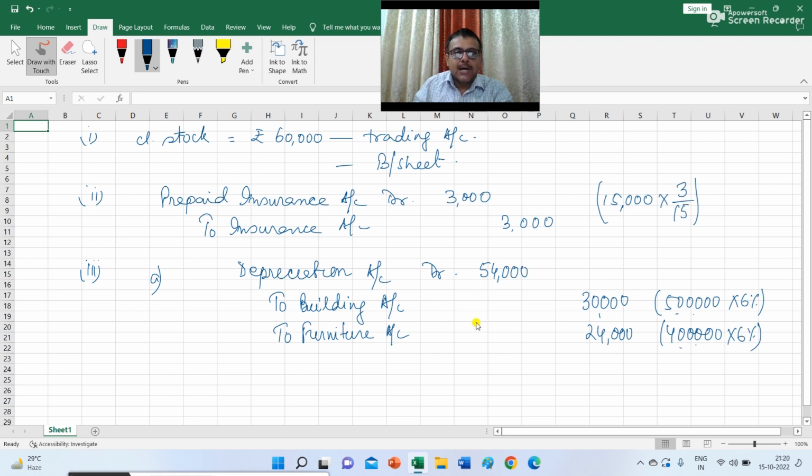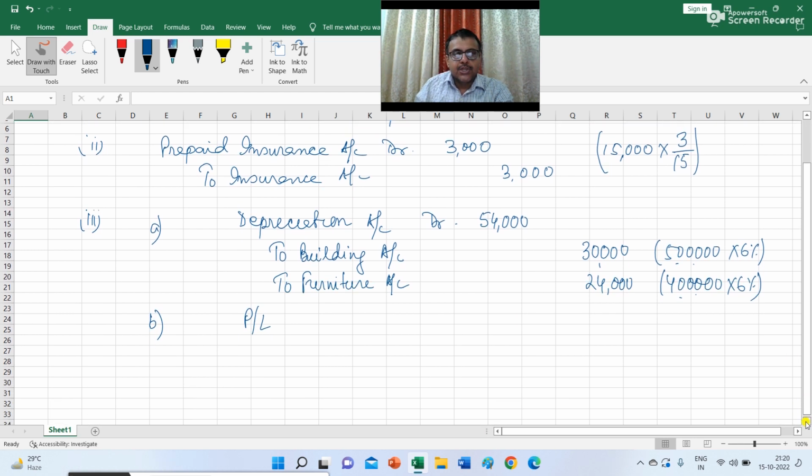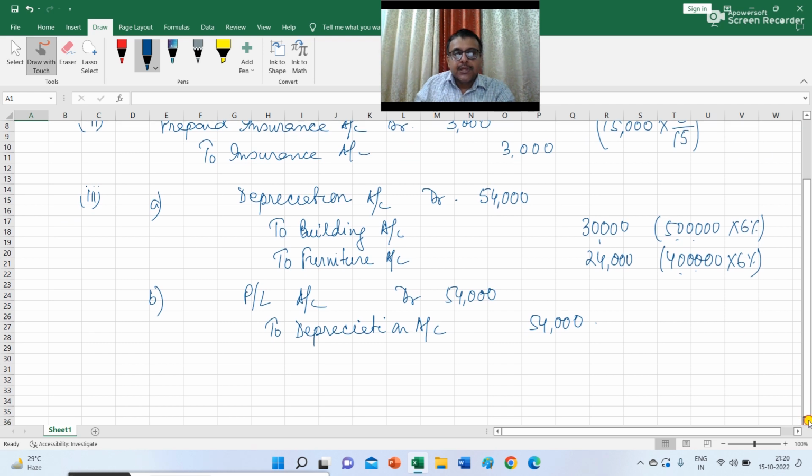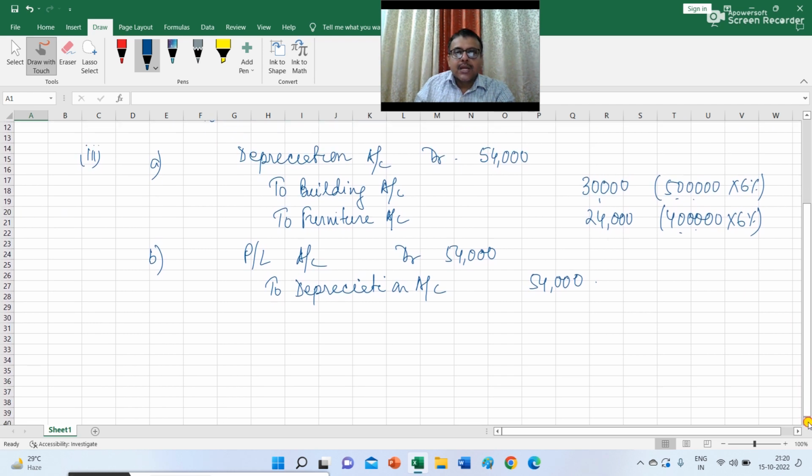So you have to pass two journal entries. Number one, depreciation account debit to building and to furniture. And the second entry is the profit and loss account debit to depreciation. Profit and loss account debit 54,000 to depreciation account, rupees 54,000.